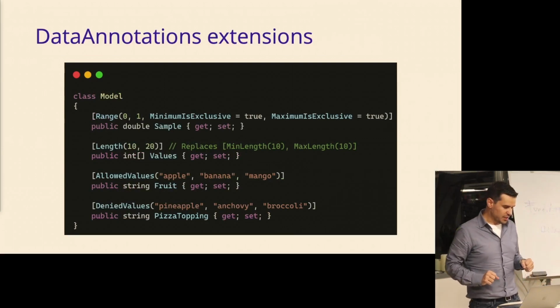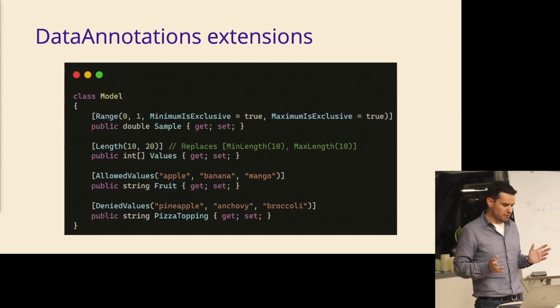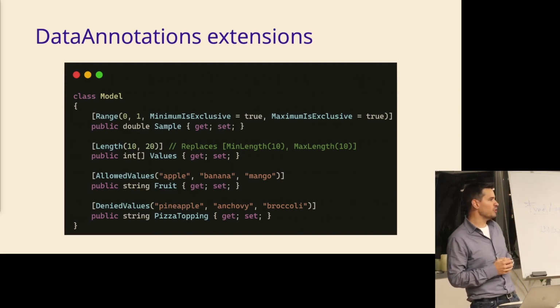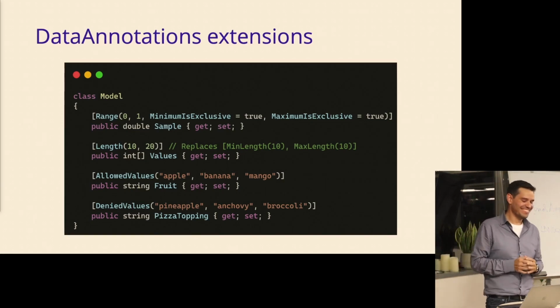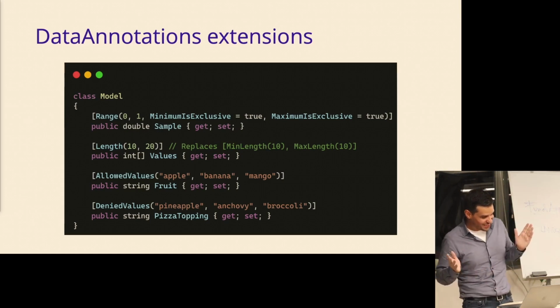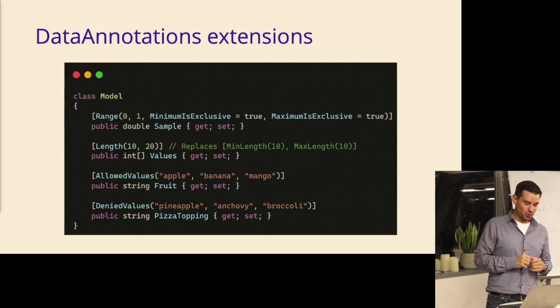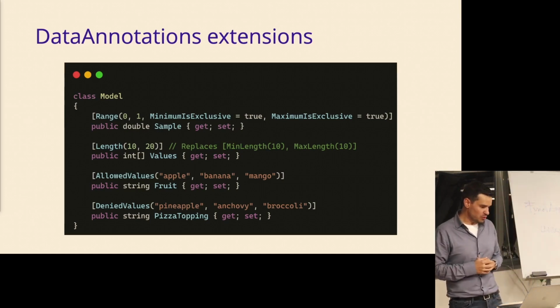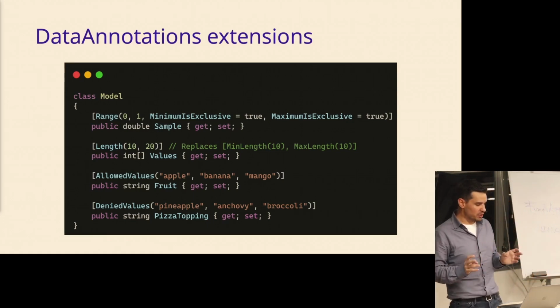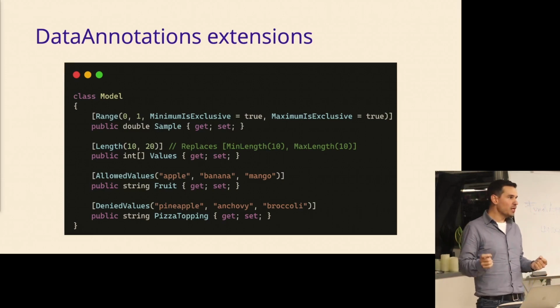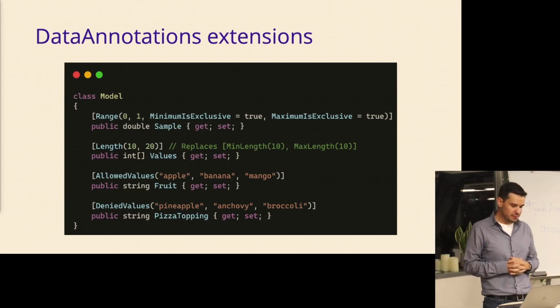I guess a final thing is that after many years, we made a few additions to data annotations. Who's using System.ComponentModel.DataAnnotations to do validation? So we've extended the range attribute to add support for exclusive bounds. So in this example that I've defined here, every value between 0 and 1 is accepted, but if it's actually 0 or actually 1, it gets rejected, if you need that.